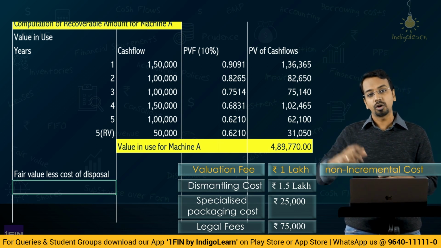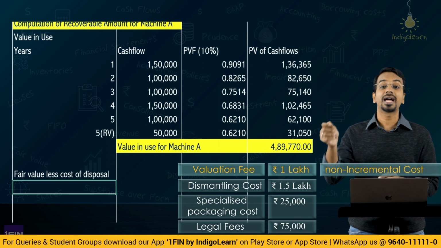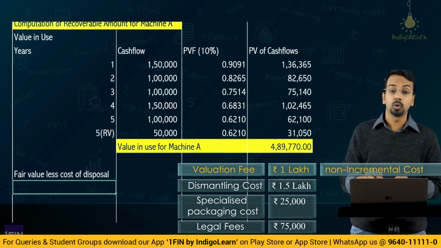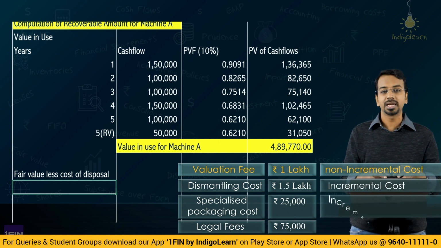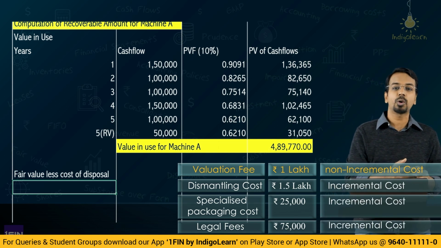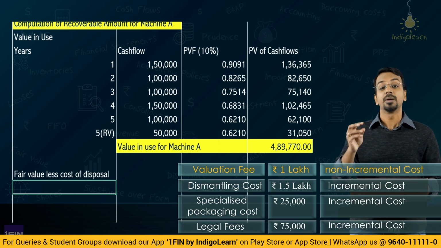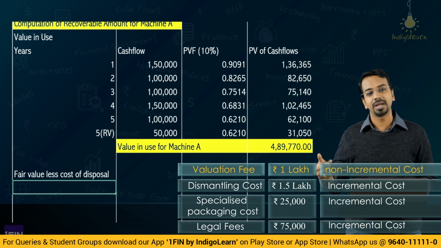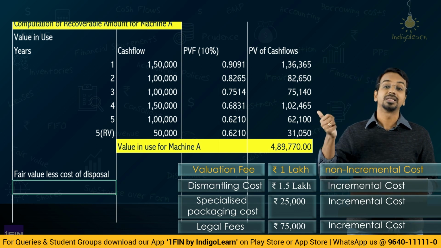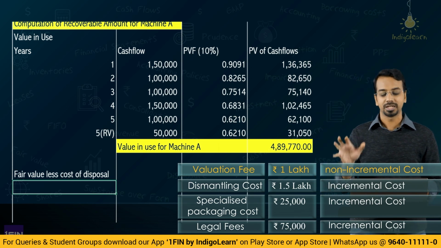This valuation fee I have already paid to the valuer to arrive at the current market value. Now, the cost of disposal will include all those costs which I will be incurring when I sell that particular machine, right? So, all the incremental cost will form part of cost of disposal, but this valuation fee, which is already paid, which is a past cost, which is already a liability recognized and maybe settled, will not form part of cost of disposal, right?